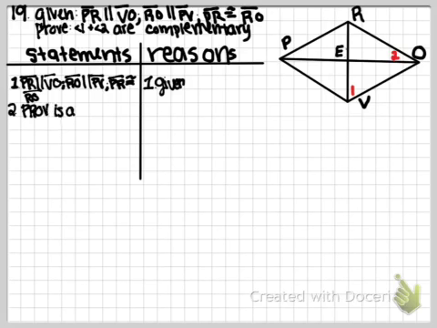is a parallelogram. Okay, so in the proof it tells us that PR is parallel to VO and that RO is parallel to PV. So we're going to write that down, and we also know that line segment PR is congruent to RO. One of the characteristics of a parallelogram is that both pairs of opposite sides are congruent. So I'm going to write that down.